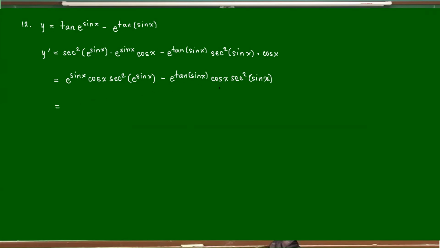I think we can factor common. What is common here? Only cosine, no? Guys? If we factor out cosine, we have here e to the sine x. And then, what about here? Secant squared of e to the sine x. Then minus e to the tangent of sine x times secant squared of sine x. Okay, guys? That's it. That's y prime.